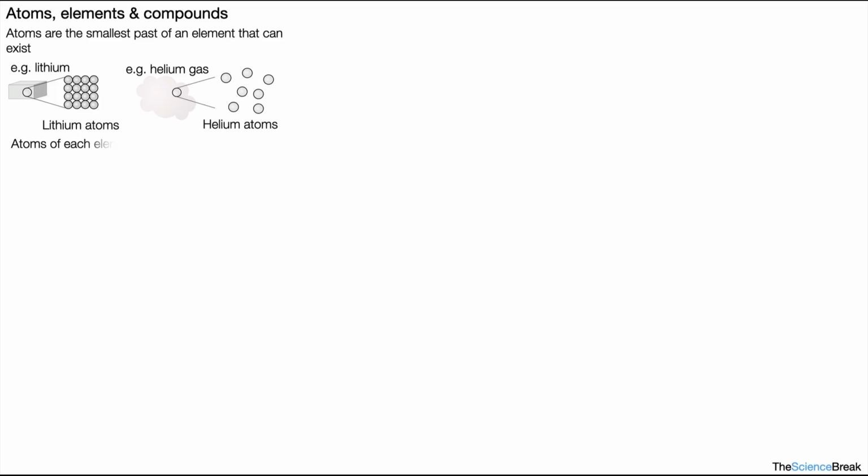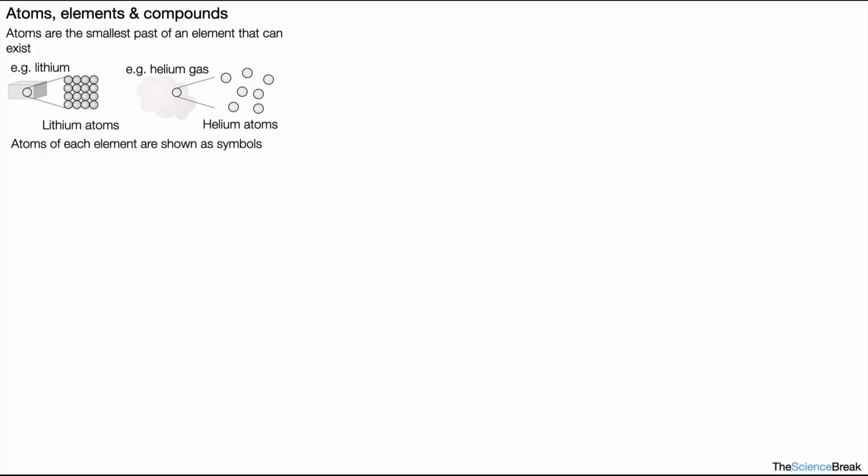For example, if you take the element lithium, here is a block of lithium metal. If you were able to magnify and have a look, you would see that lithium is made of lithium atoms only. Here's another example. This is helium gas. If you were able to take a look at the particles of helium gas, you would see that we have helium atoms only for the element helium.